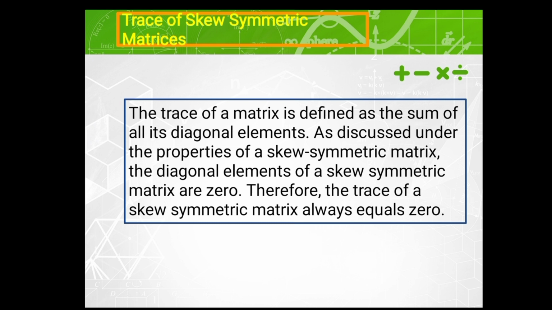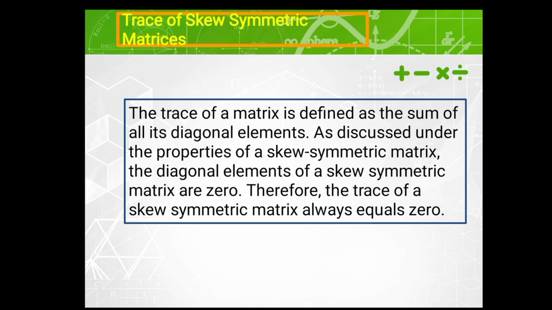Now let us see the trace of a skew symmetric matrix. Trace of a matrix is defined as the sum of the diagonal elements, as discussed under the properties of skew symmetric matrix. The diagonal elements of a skew symmetric matrix are 0. Therefore the trace of a skew symmetric matrix always equals 0. I discussed before that for a matrix to be skew symmetric, its diagonal values definitely should be equal to 0.